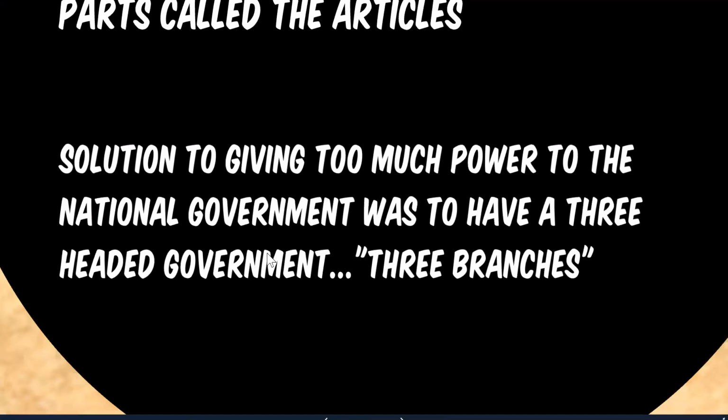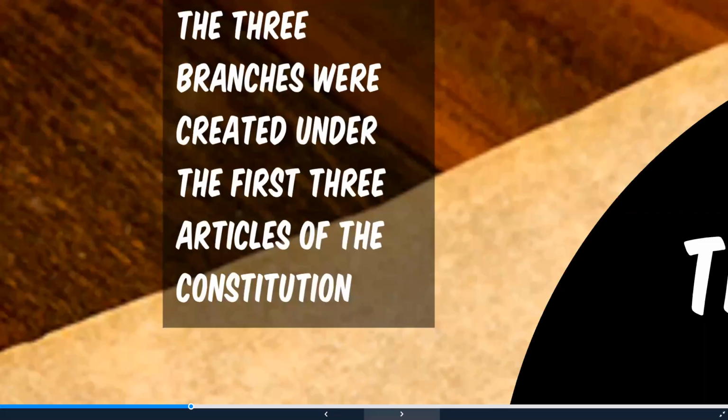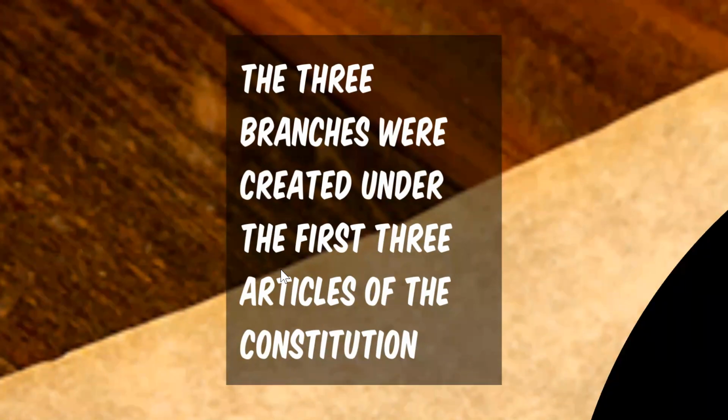And the solution that we had, at least one solution that we had, that prevented the central government from having too much power, was to break that central government up into 3 branches. We've got this central government. Now we're going to break it up. We're going to divide it into 3 equal parts called the branches. The 3 branches were created under the first 3 articles of the Constitution. There's 7 articles, and the first 3 create the 3 branches of the federal government.